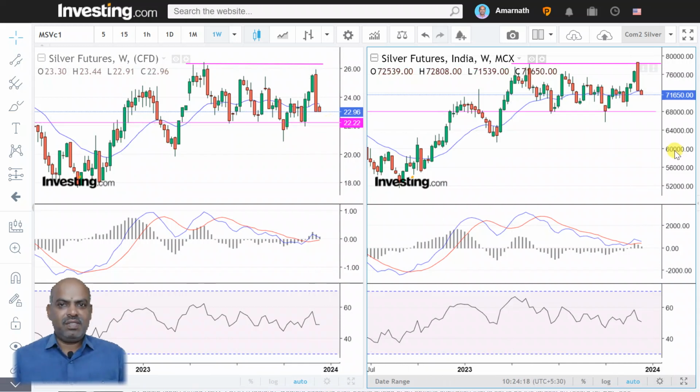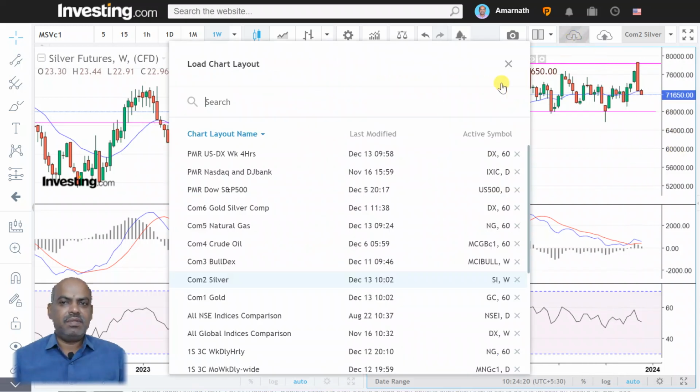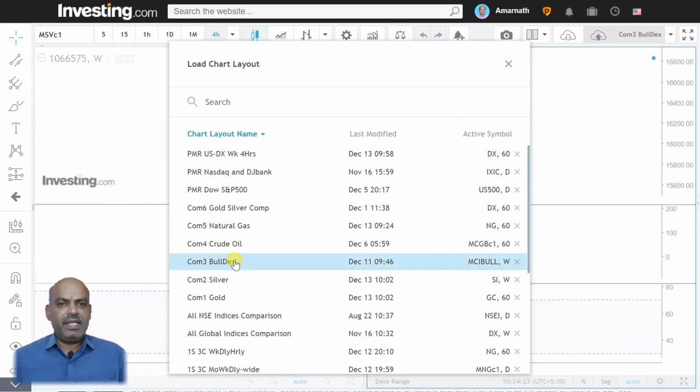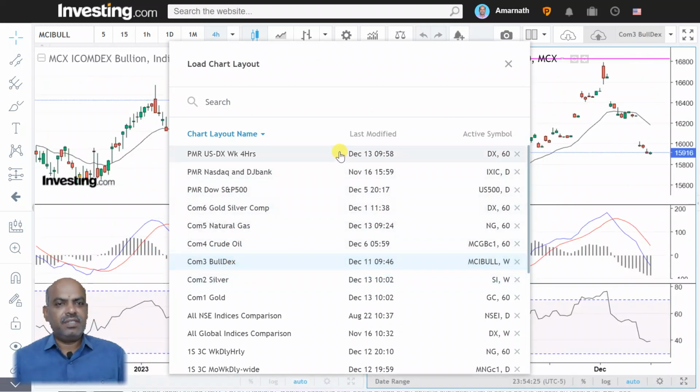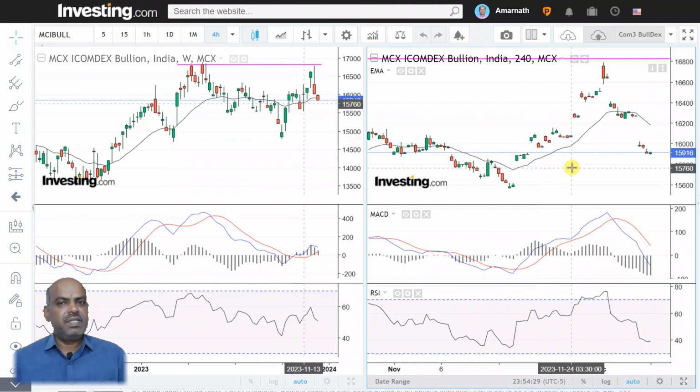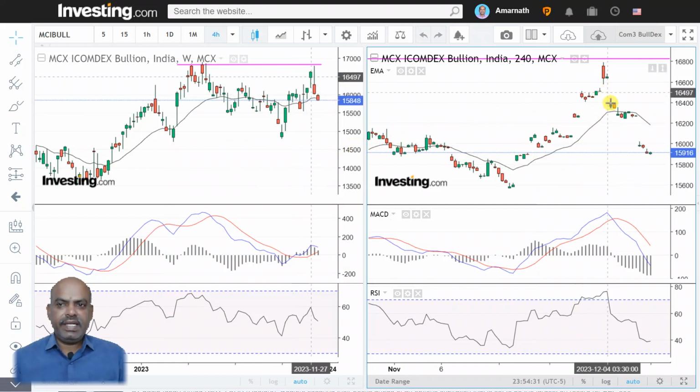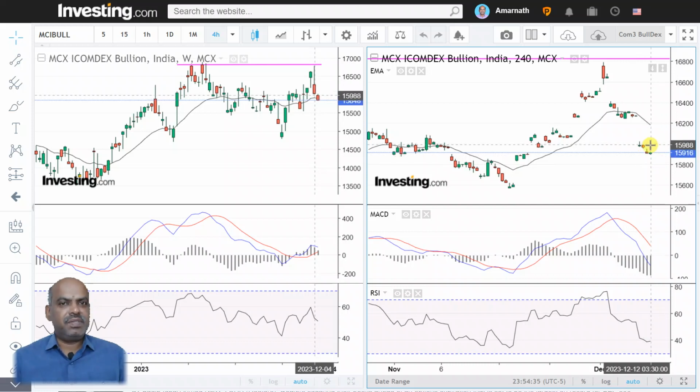So this is about silver. Now we will see the Bulldex, a bullion index which has a weightage of 64% gold and 36% silver. This also clearly indicates the downside, there is no upper side signal. If at all you are going to take a position or a short covering attempt, do it with a stop loss. Don't try for long covering.